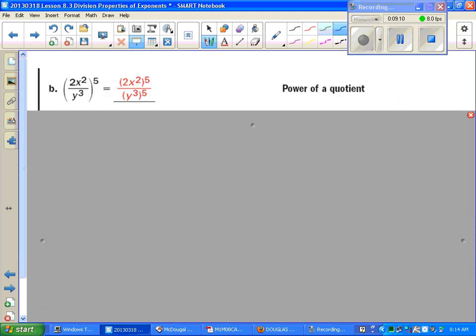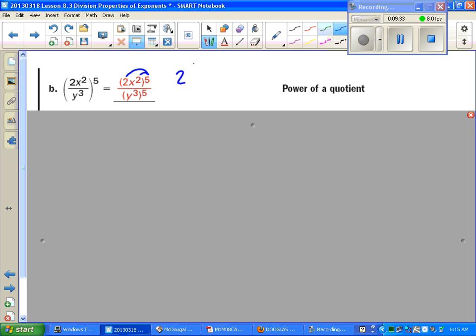And here's the second one from that one. It says 2x squared y to the third, all of that being raised to the 5th. So if you distribute that, this just separates it for you and says 2x squared to the 5th over y to the third to the 5th. So that just puts the 5th at the top and the bottom for you. You still need to distribute 2 to the 5th and x squared to the 5th.